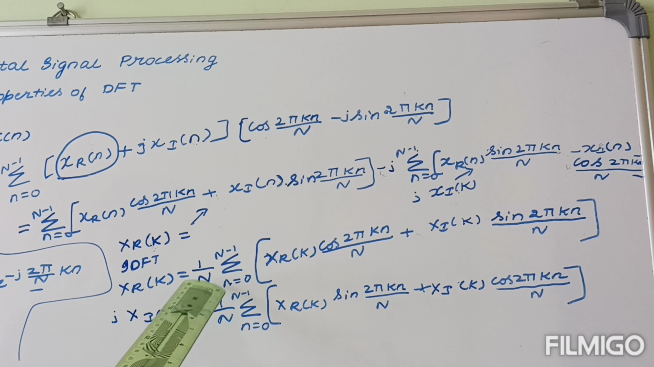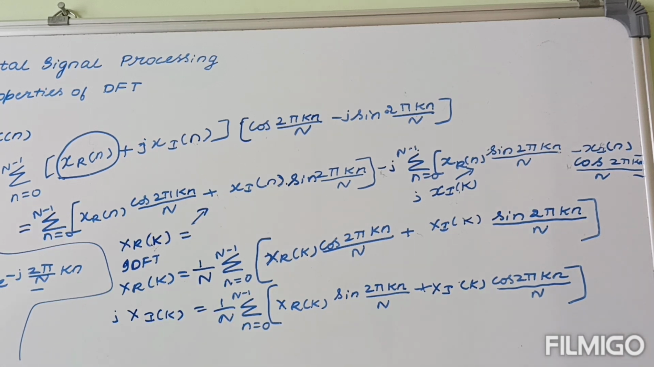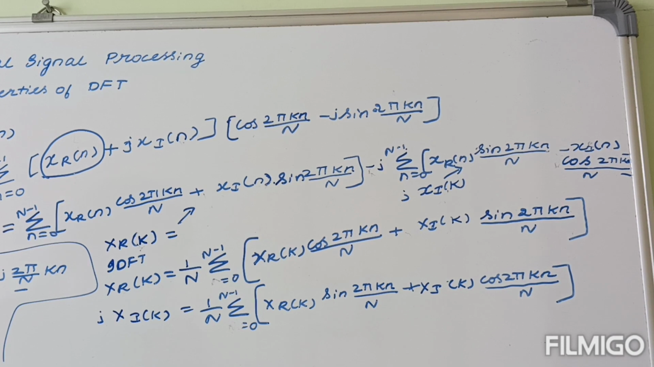In IDFT form you have 1 by N, that one you have to remember without fail. Fine, yes. And here k is equal to 0 to N minus 1. Just a minute, it's k is equal to 0 to N minus 1.